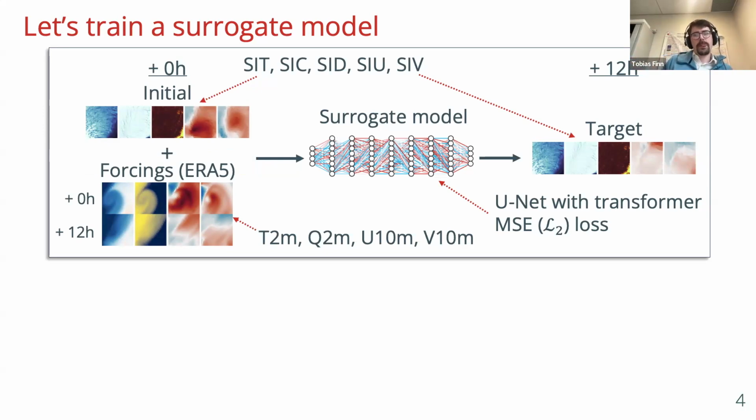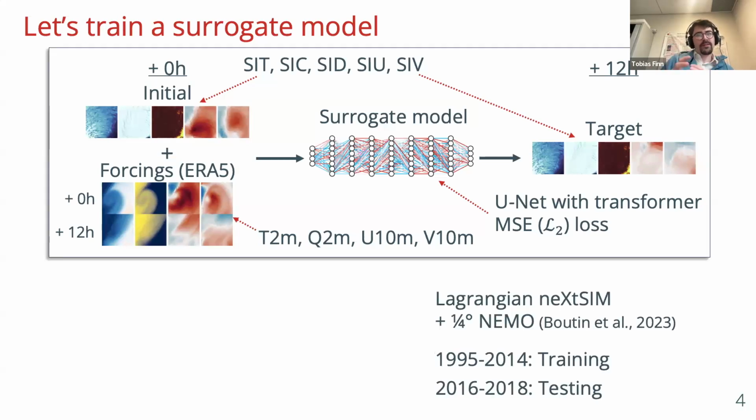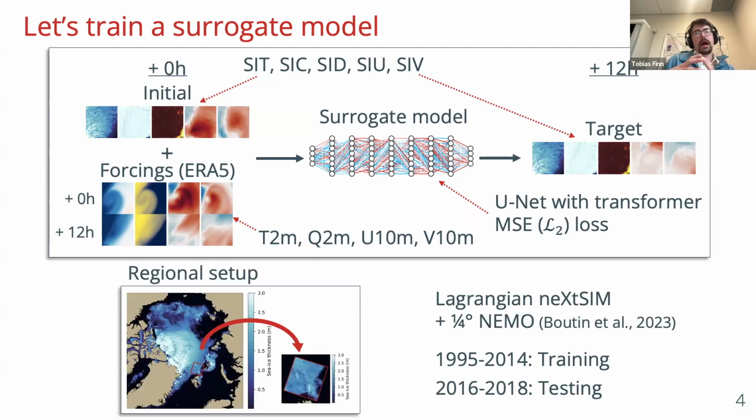The data that we will use is data from this advanced sea ice model, and this advanced sea ice model has been coupled to the NEMO ocean model. And here I will use 20 years of data for training and 3 years for testing. In the beginning of this talk, I will just focus on a small region in the Arctic, as depicted here with this red rectangle. However, later in the talk, I will then transition towards Arctic-wide modeling. Now, let's dive directly into results.